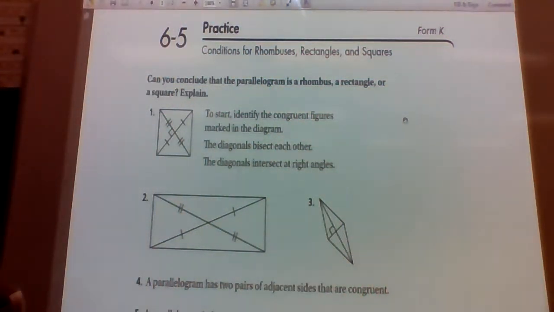Okay, this is practice 6.5. This is conditions for rhombuses, rectangles, and squares. This is the assignment we got on Thursday, December 13th.